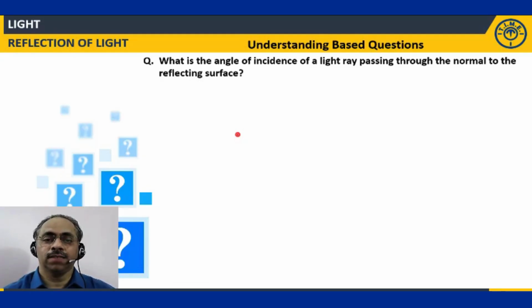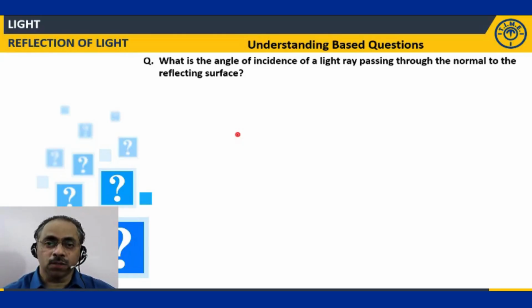What do you mean by angle of incidence? Angle of incidence is nothing but the angle between the incident ray and the normal. Okay. Here what is given? What is the angle of incidence of a light ray passing through the normal to the reflecting surface? What is normal? 90 degrees. An imaginary line passing at 90 degrees to the point of incidence on the reflecting surface.